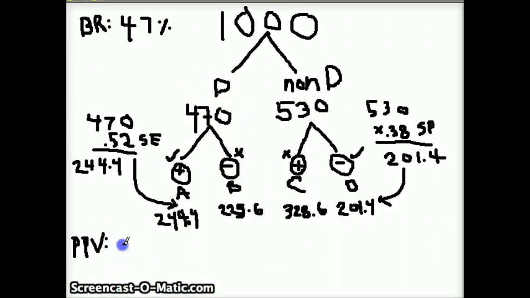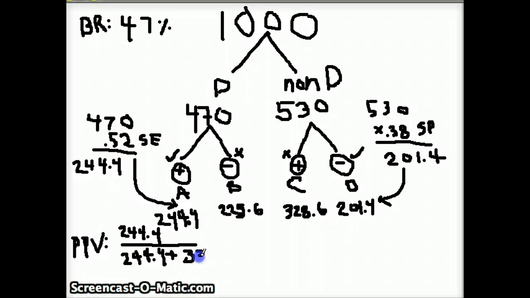So let's start out with the first part. How many people have the disease among those who test positive? That's 244.4. Now, what's the denominator of this? All the people who test positive. Well, that's 244.4 added to the people who test positive but don't have the disease. Those are errors, of course, 328.6.